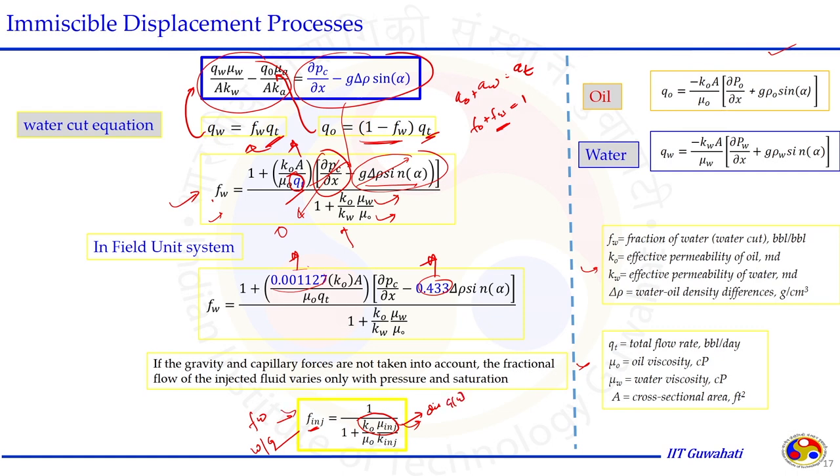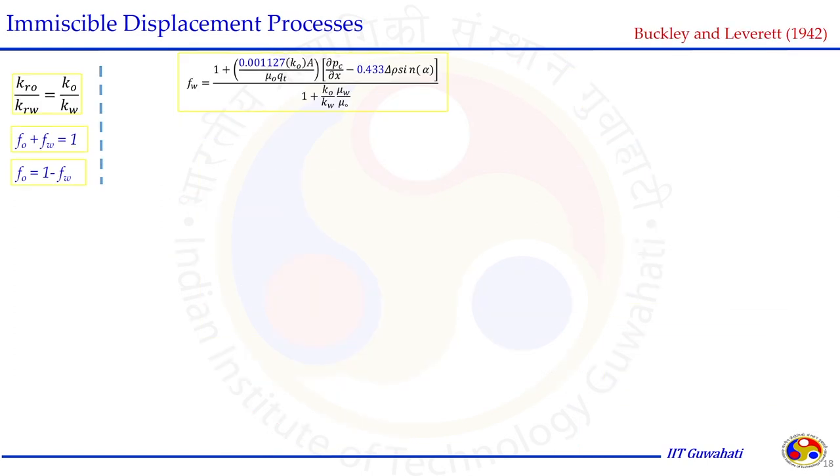Now this simple equation is saying the relationship of how the viscosity of the two phases can affect the fractional flow of the injected fluid within this linear system from injection wells to the production well. Let's further simplify this equation. If we have the same equation without ignoring the capillary and the gravity term, the equation will be in this form for the US field unit system.